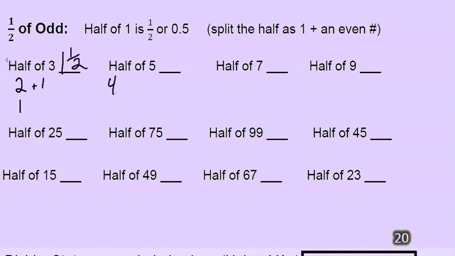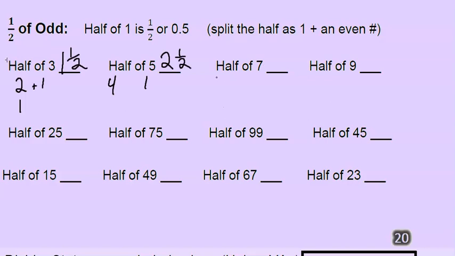Half of 5, we have half of 4 and half of 1. So for odd numbers, you just take away one number and then get half of the even number that is left over. Half of 4 is 2. Half of 1 is that 1/2 again.